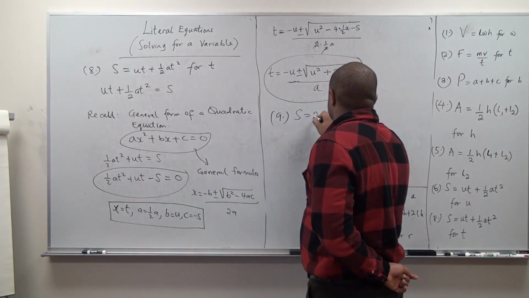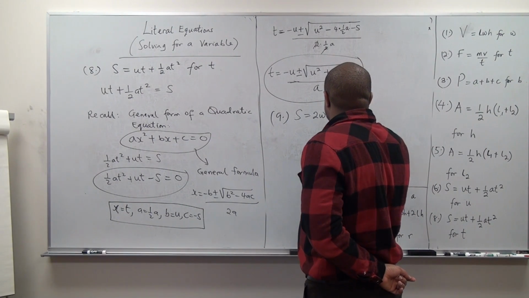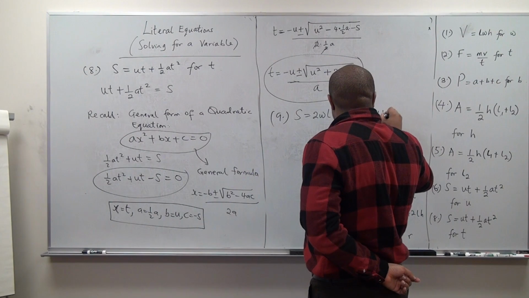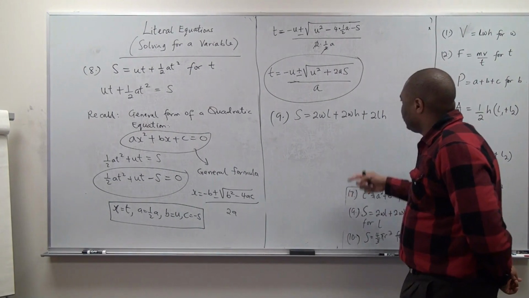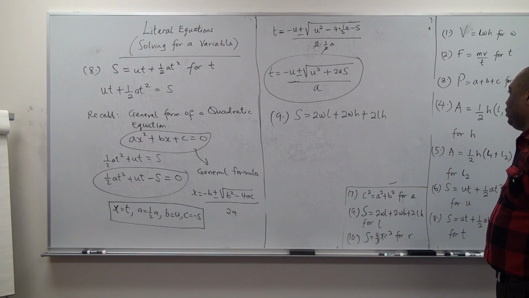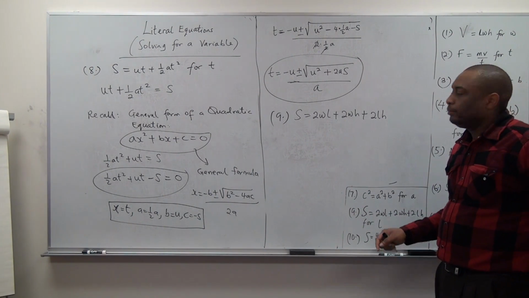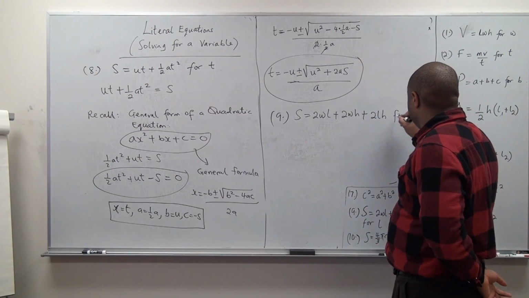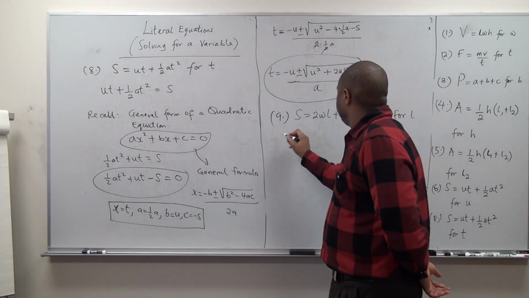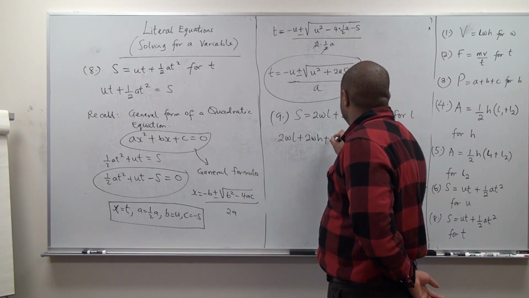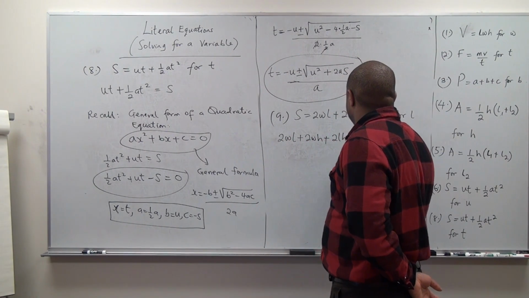S is equal to 2 width times length plus 2 width times height plus 2 length times height. This is the surface area of a rectangular prism. In this case, you're trying to find it for length, L. So let's rearrange: 2 width times length plus 2 width times height plus 2 length times height equal to S.